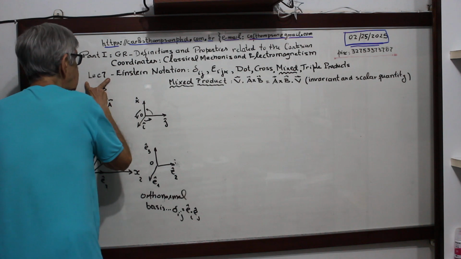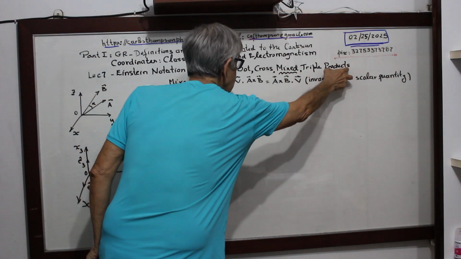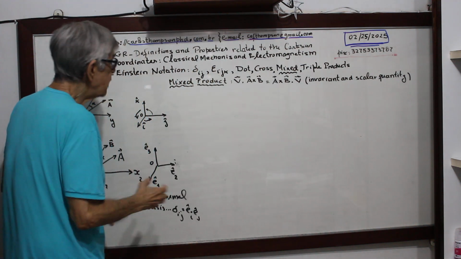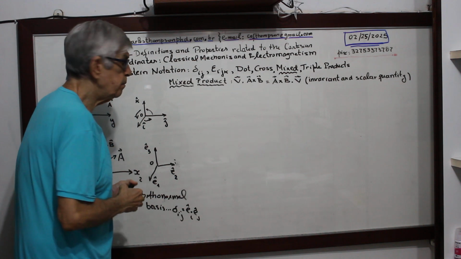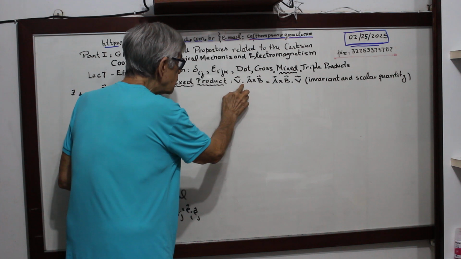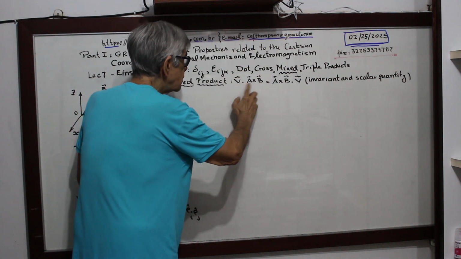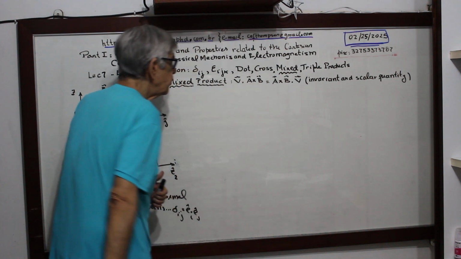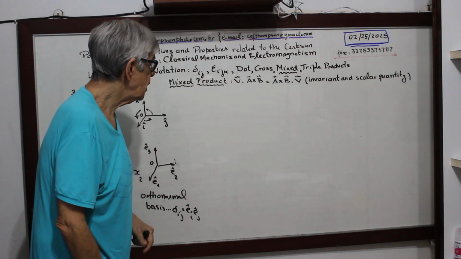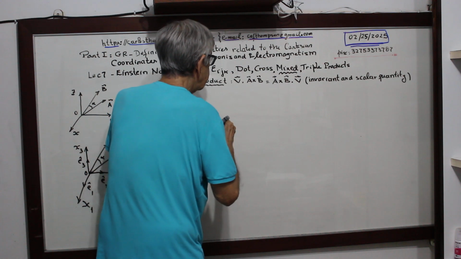Lecture 7, we are going to talk about the mixed product. By definition, a mixed product is the dot product between a vector v and the cross product of a and b. You see, this is a scalar quantity, okay?